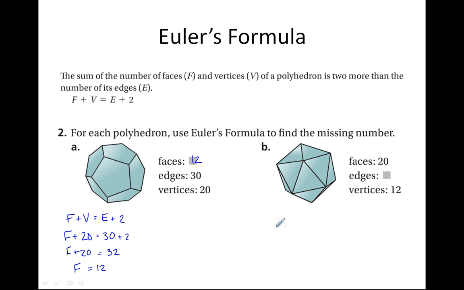For part B, again, faces plus vertices is the same as edges plus 2. So faces is 20, vertices is 12. I don't know edges, and I add 2. So I get 20 plus 12 is 32. That's edges plus 2, so subtract 2 from both sides. Edges is 30. So in this figure, there are 30 edges.